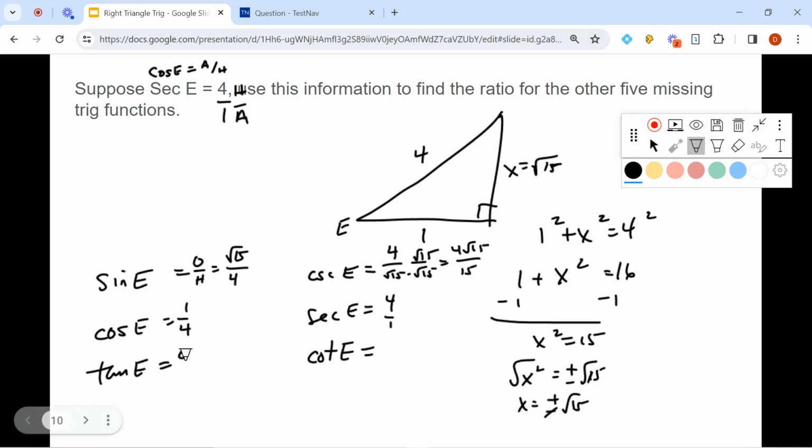And then tangent of E is opposite over adjacent. The opposite side is square root 15. The adjacent side is 1. So that's the square root of 15. If I flip that over, it's 1 over square root 15. Multiply top and bottom by square root 15. And I get the square root of 15 over 15. And those are all my answers for those other 5 ratios.